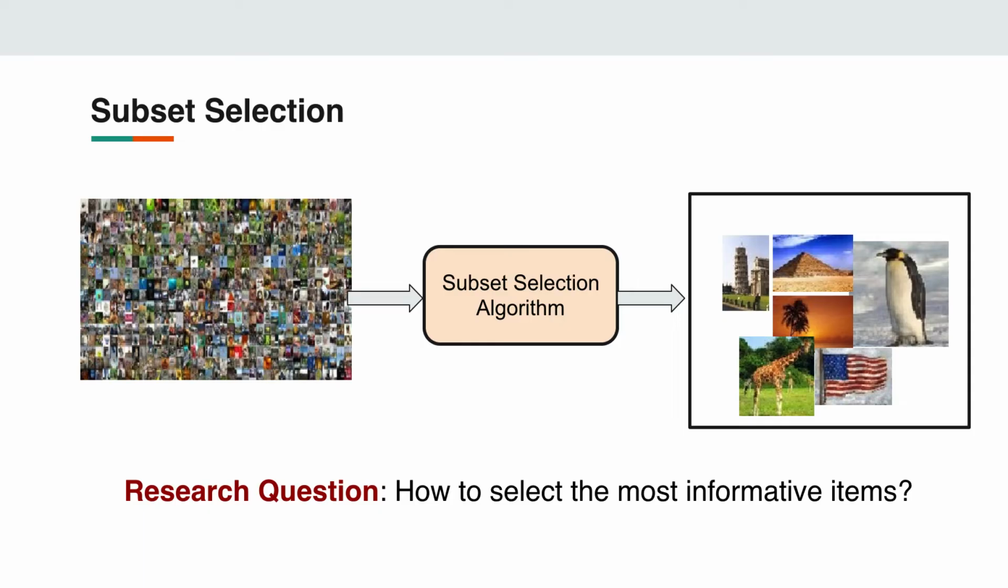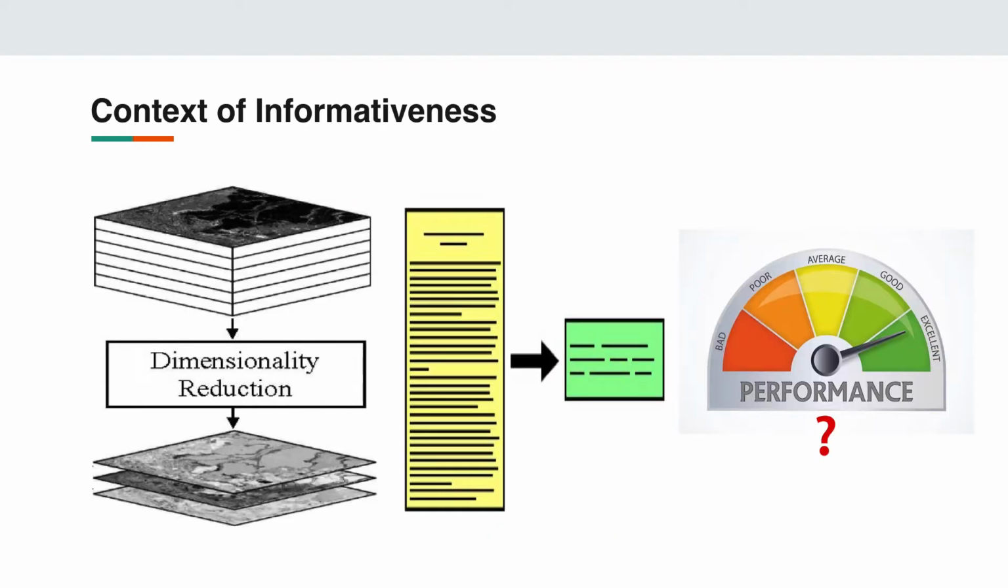As time goes by, the quantity of data is increasing in large amounts. There are several directions being explored in the area of subset selection. The research question asked here is, how do we select the most informative items out of such a vast stock? In general, this is a NP-hard problem. The word informative items can be used in different contexts.